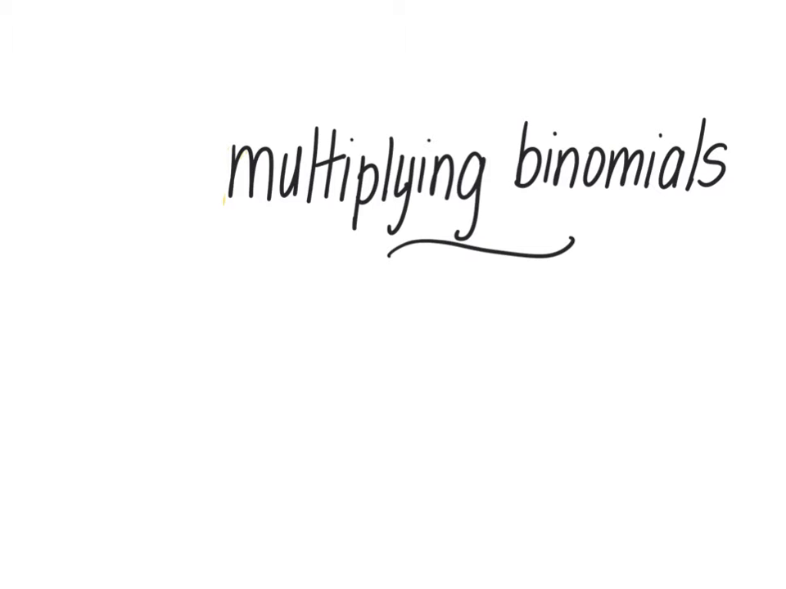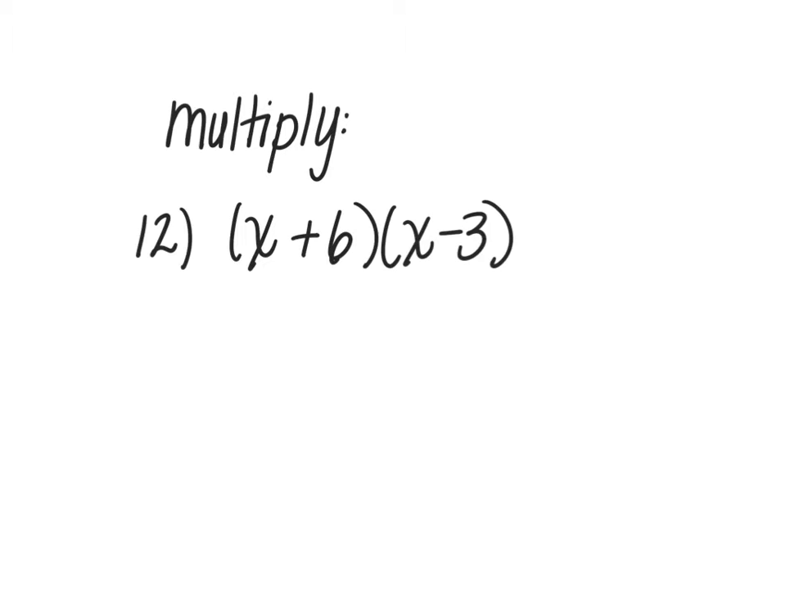In this video, we are going to be multiplying binomials. So remember, a binomial is a two-term polynomial. So we're going to be multiplying two terms by two terms using the distributive property. We're first asked to multiply x plus 6 times x minus 3.